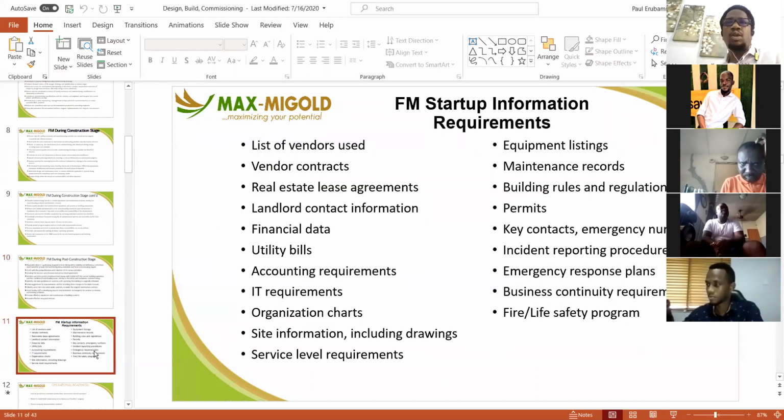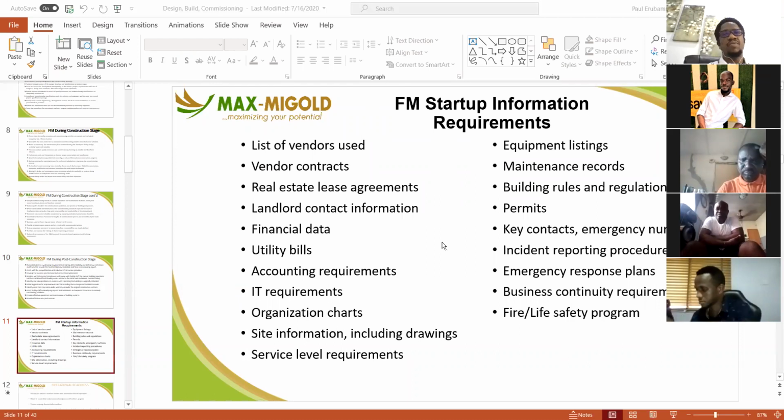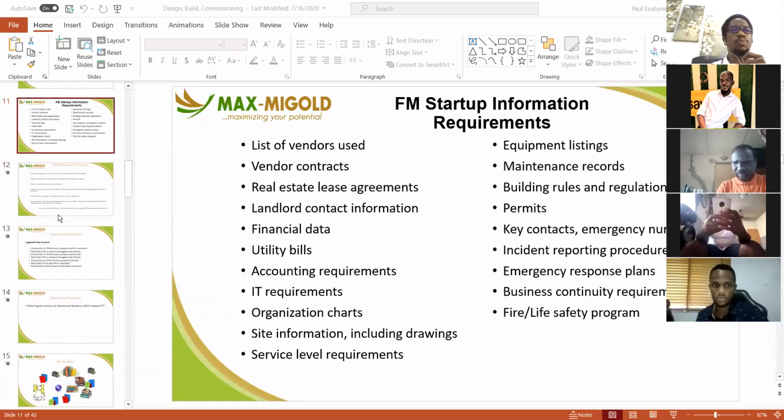And we've talked through the FM startup information requirements before in other classes, but it's important that we talk about it here, because since you're going to be the one taking over the facility, you must understand the vendors that worked in the facility, you must have their contacts, you must know all kinds of agreements that are in place for the land and for other installations, contact information. This basically applies to virtually all types of facility you are taking over, whether it's a new build or a handover from a construction site. Just pay attention to this. It will really help you in making decisions as you do your operations and maintenance.